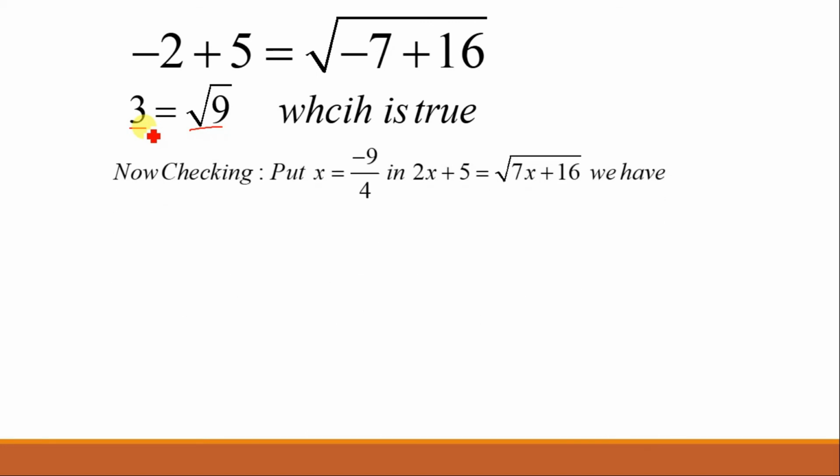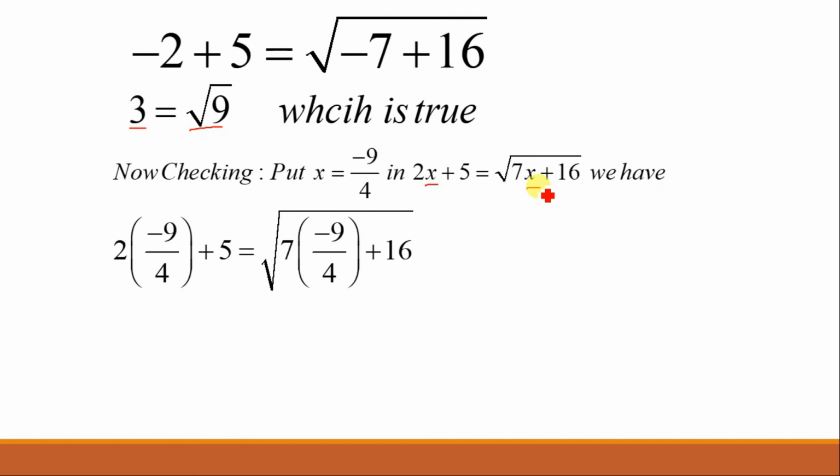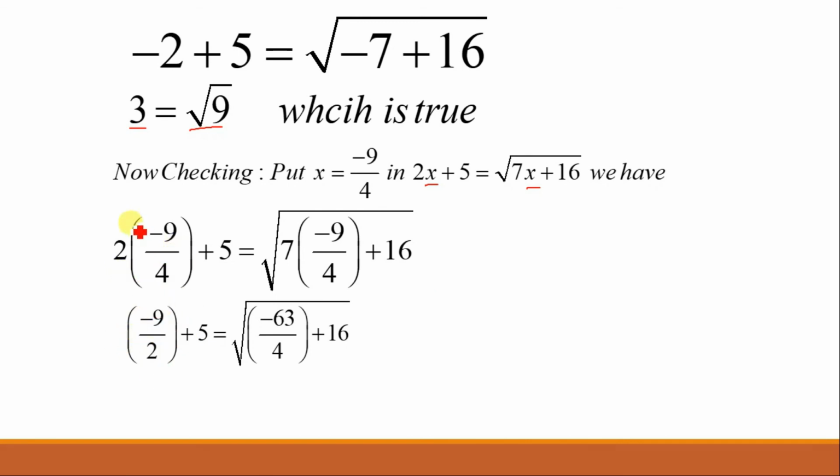Now we shall check whether x = -9/4 is an extraneous root or not. For that purpose, we shall replace x by -9/4 in this equation. So replacing x by -9/4, we have 2 times -9/4 plus 5 is equal to the square root of 7 times -9/4 plus 16. Simplifying it, we get -9/2 plus 5, and -63/4 plus 16.